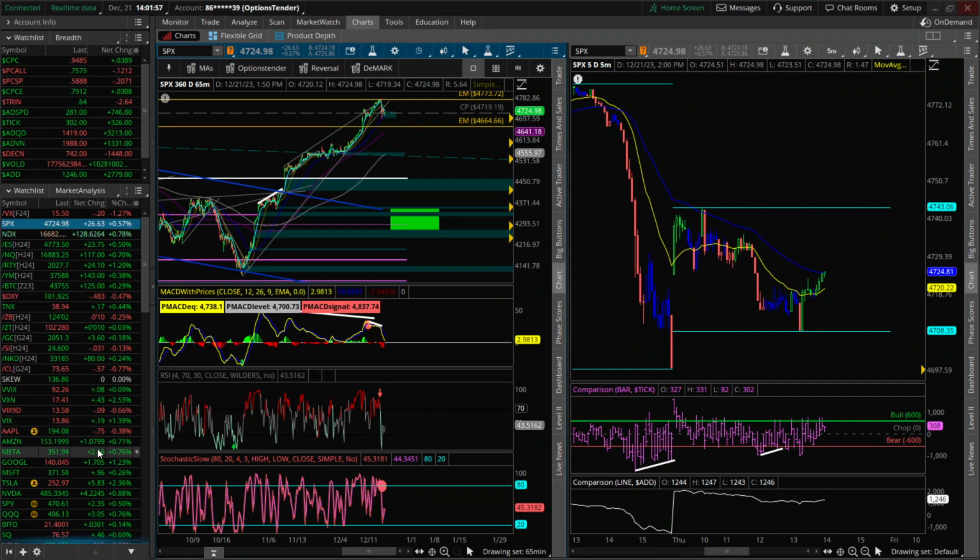Now, also, I like to watch mega cap tech stocks because it's so important to keep an eye on these. That's why these are all on the screen. Some people call them the Magnificent Seven.